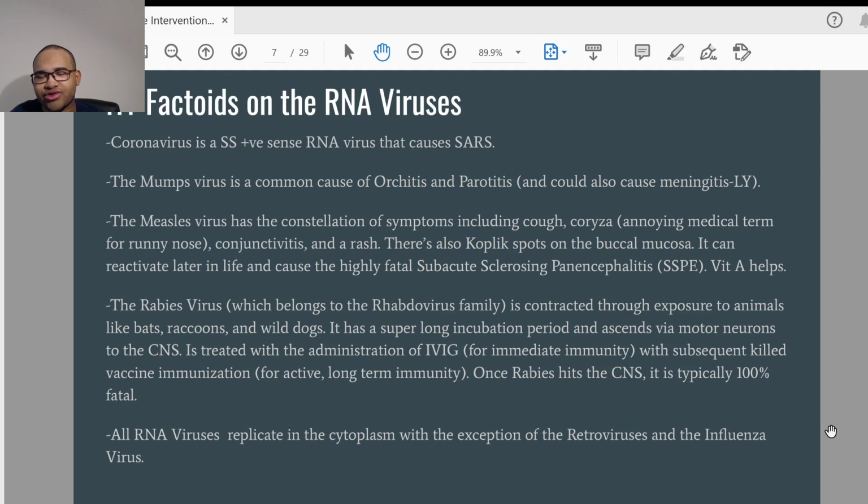And then the rabies virus. It's from the rhabdovirus family. You can get it through exposure to animals, like bats, raccoons, dogs. Super long incubation period, and it usually travels through motor neurons. So your friends at the MBME could probably write a cell physiology question for this, where you need to remember that, it's kinesin.